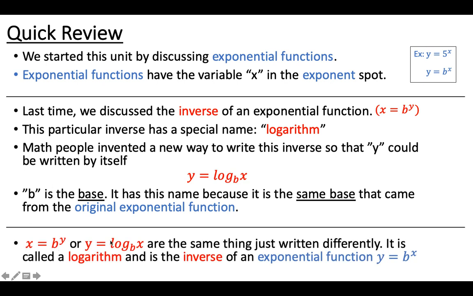All right, and I just want to be very, very forward here. x equals b to the y, or y equals log base b of x, are the same thing, just written differently. These are exactly the same, just the second one is a different way to write the first one so that we can have y by itself. And just a reminder, it's called a logarithm, and these are inverses. This is the inverse of the original exponential function, y equals b to the x. Okay, I'm talking about the inverse of this blue equation, logarithms.